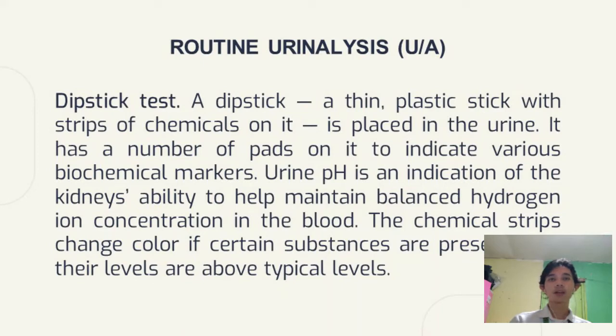A dipstick, or a thin plastic stick with strips of chemicals on it, is placed in the urine. It has a number of pads to indicate various biochemical markers. The chemical strips change color if certain substances are present or if their levels are above typical levels. Urine pH is an indication of the kidney's ability to help maintain balanced hydrogen ion concentration in the blood. Specific gravity is a reflection of the concentration ability of the kidneys.